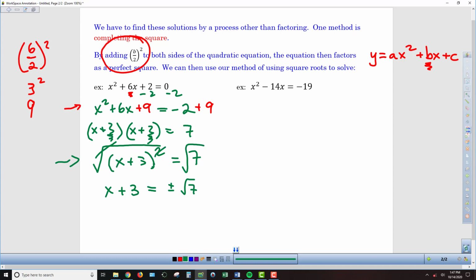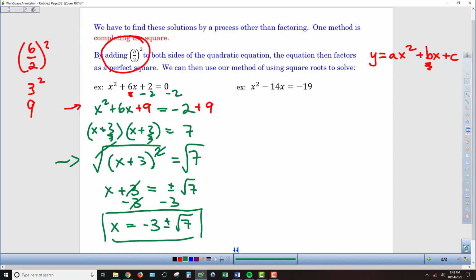And so now we just have one last step that we need to take to get the x by itself. We've got to subtract 3 from both sides. And so I'm going to have x equals, and now I'm going to write it in that kind of format where I've got the negative 3 first, and then plus or minus the square root of 7. So we saw some answers that looked like this when we were solving via square roots, which is what we've eventually done after that completing the square step. So x equals negative 3 plus or minus the square root of 7.